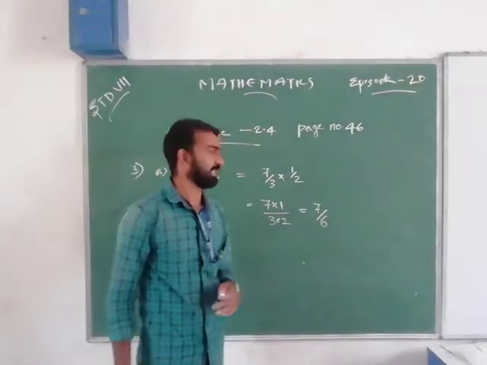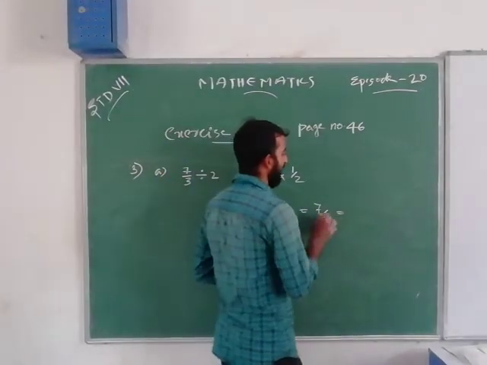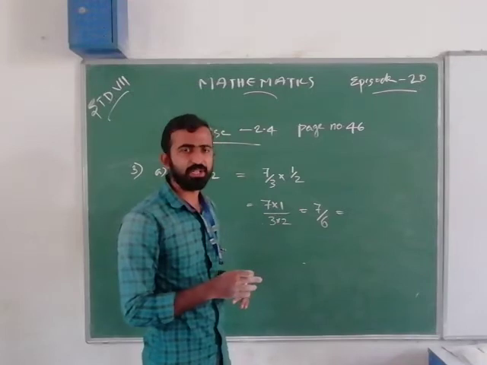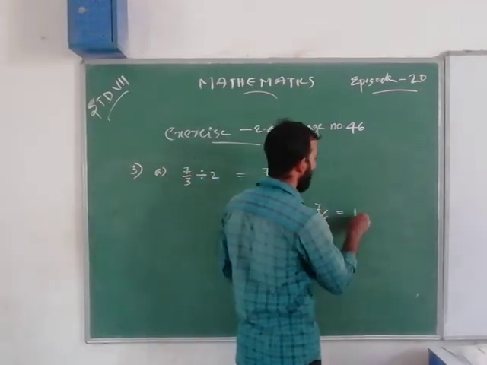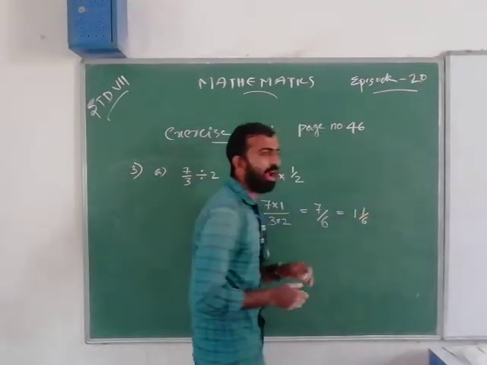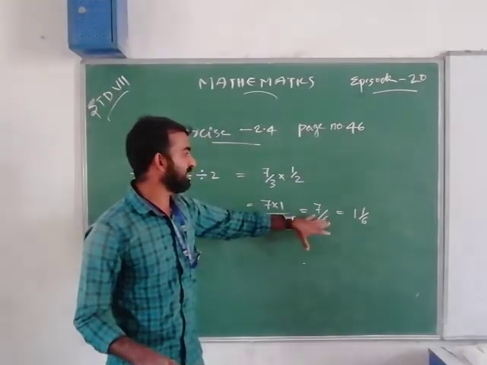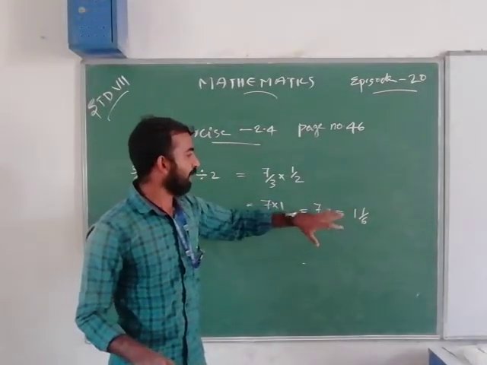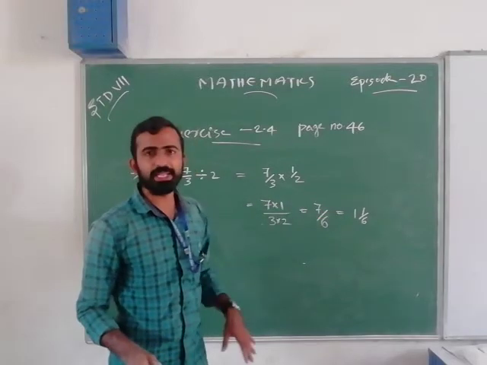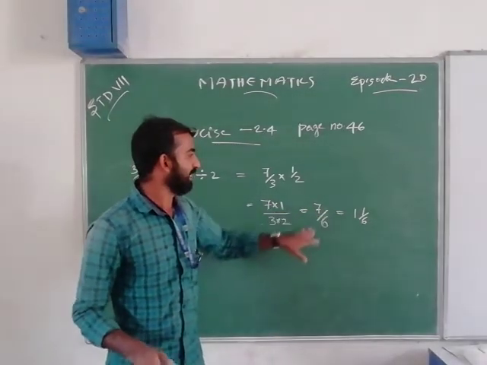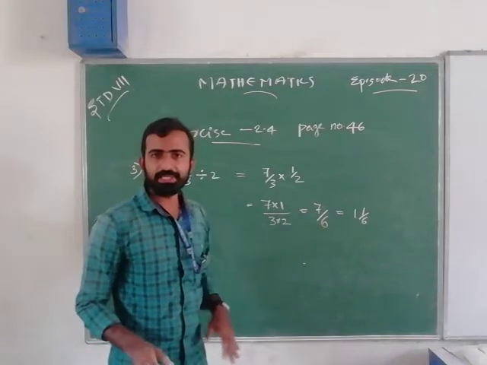What is the answer? This is an improper fraction, so we can write 1 and 1 by 6. Is it? Yes. That is, 7 by 6 is equal to 1 and 1 by 6.